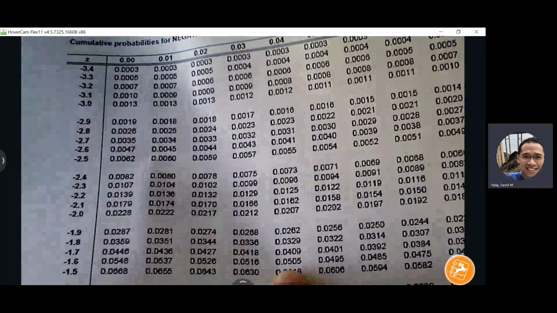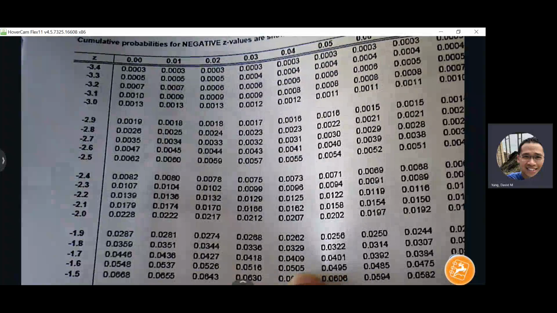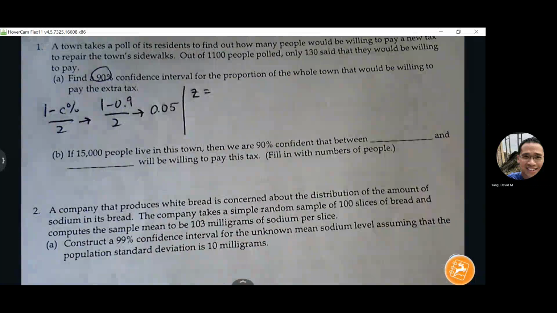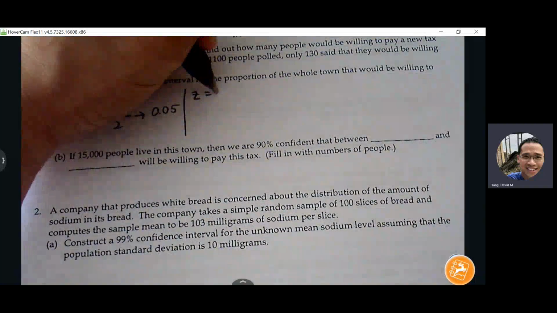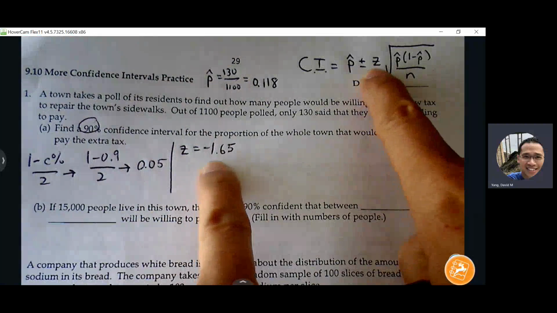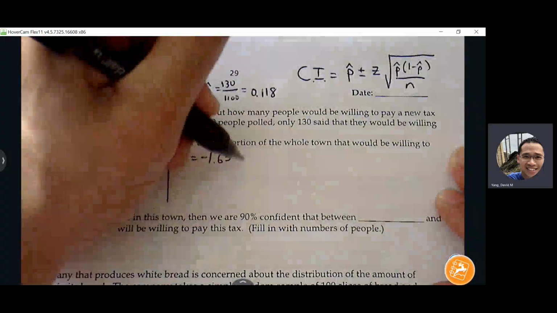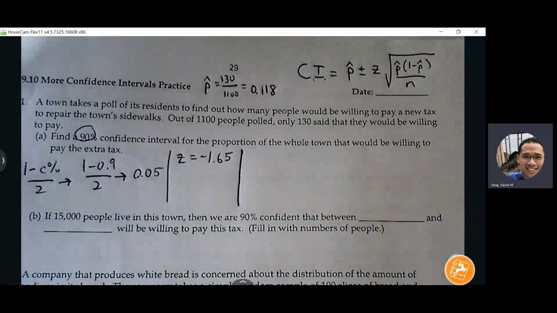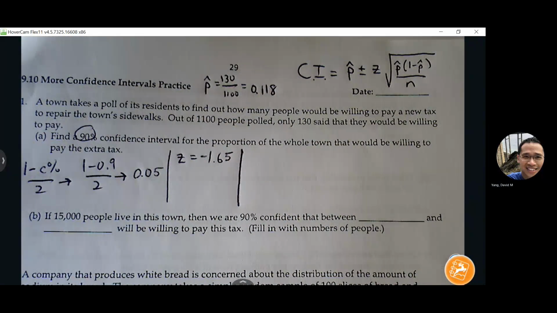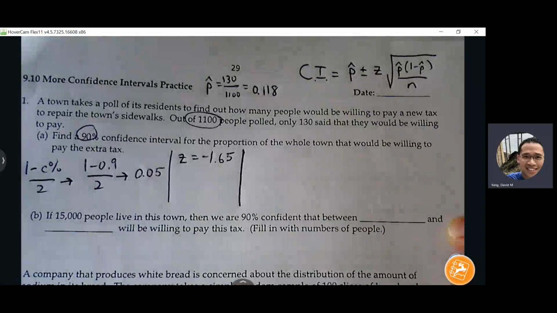Closest one I can see is negative 1.64 or negative 1.65. They're both the same distance away. I chose negative 1.65, but negative 1.64 also works. Now that negative is not going to make any impact once you put it into the formula because there's a plus or minus in front. So really, we're going to have to involve both plus or minus. Okay. Any questions so far? So we have all the information that we need for the formula now. What's our n value? 1100, right? So total number of people in our sample size.